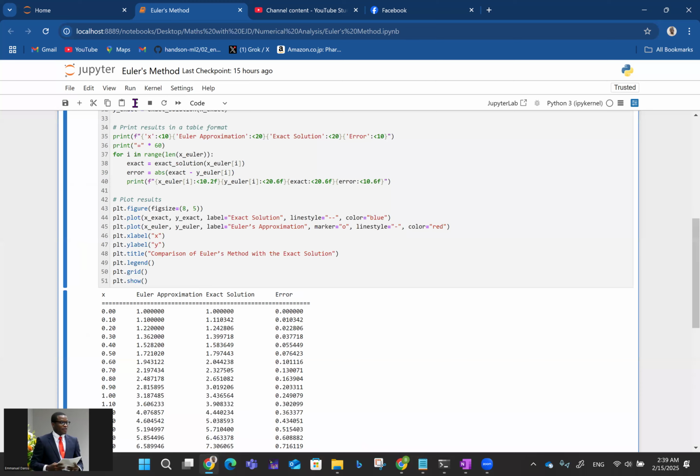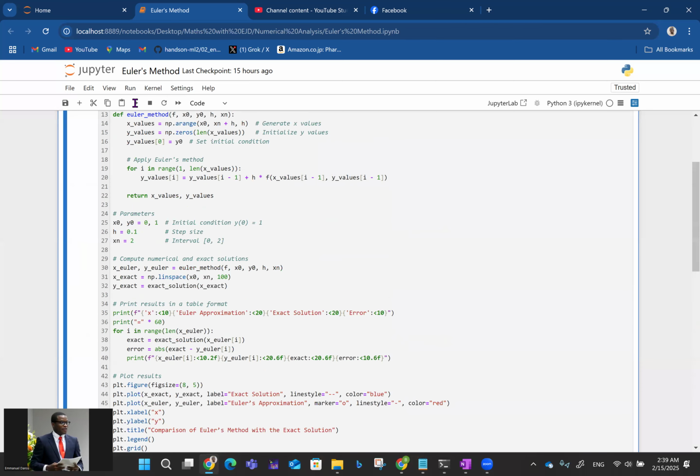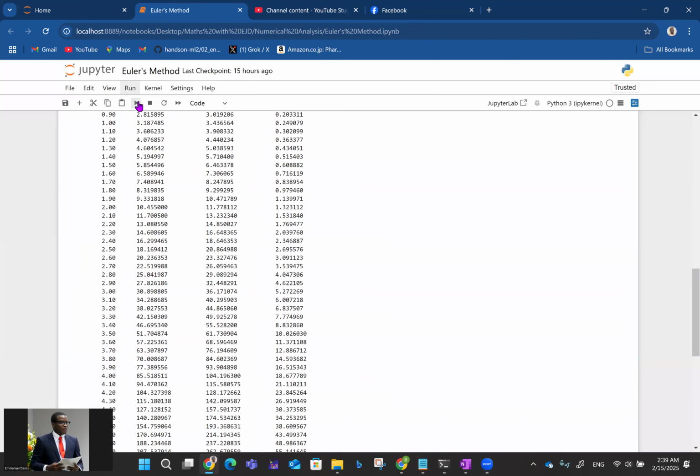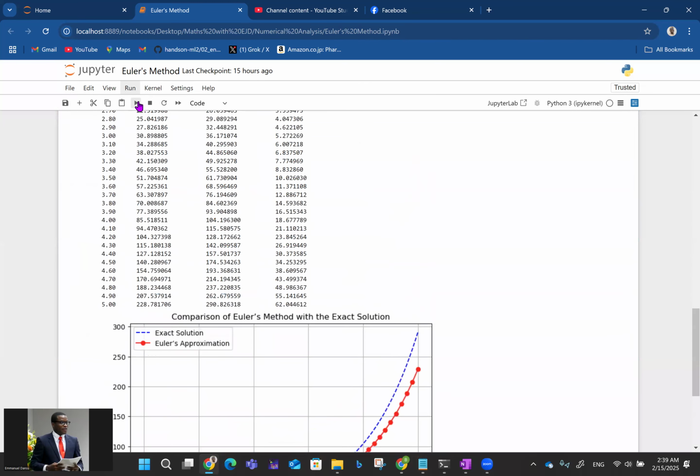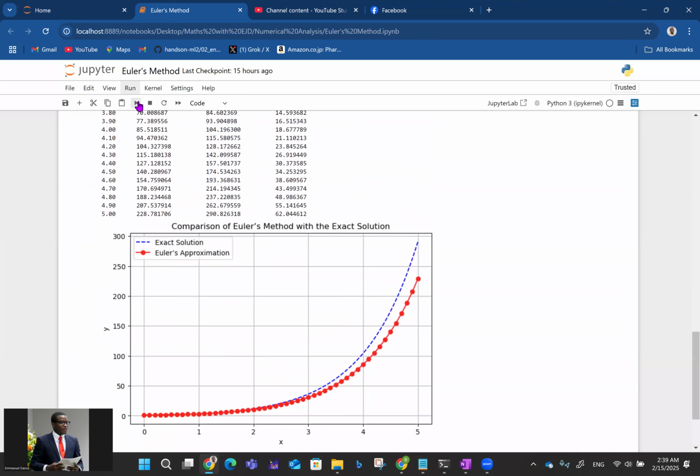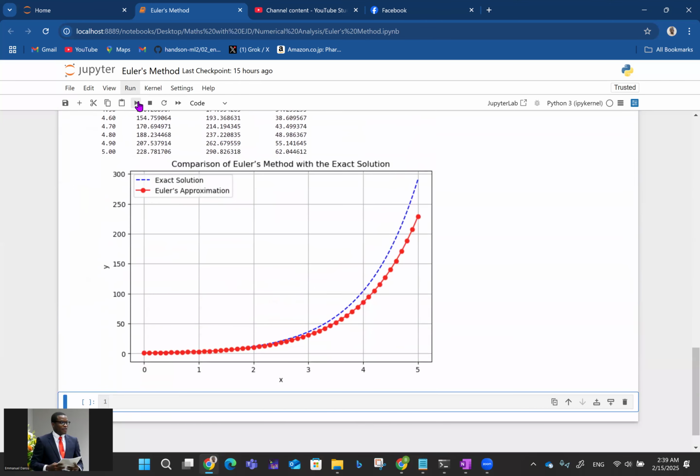So if you want it to go, let me see, here we took x to be 2. What if we took x to be, say, 5? So we are going to have many more iterations. So the iterations are way longer now, up to 5. And then now you see the graph. The blue is the exact solution, the graph the exact solution gives you, and the Euler approximation is the red one.